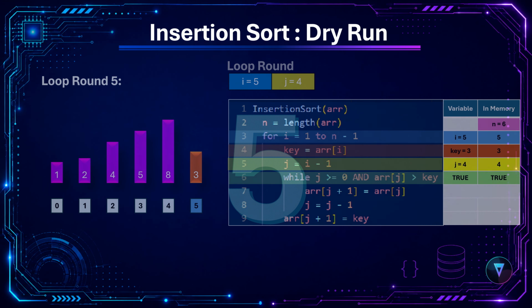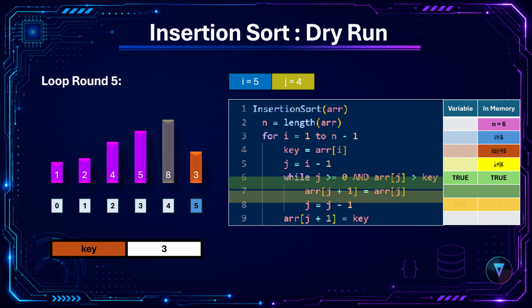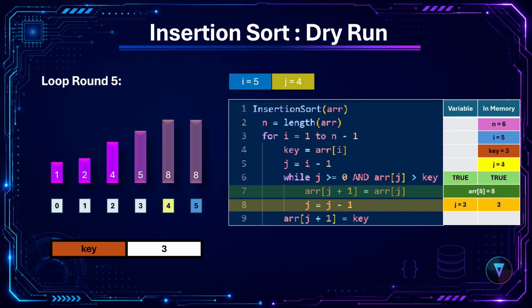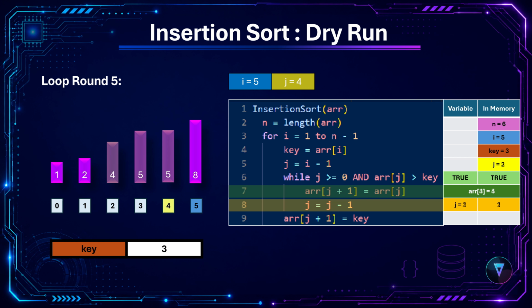Now we move to the last element. At index 5, the key is 3. J points to 8. 8 is greater than 3, so 8 shifts right. Then J points to 5. 5 is also greater than 3, so 5 shifts right. Now J points to 4. 4 is greater than 3 too, so 4 shifts right.